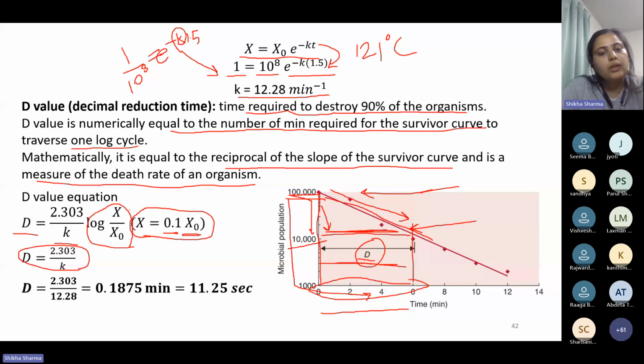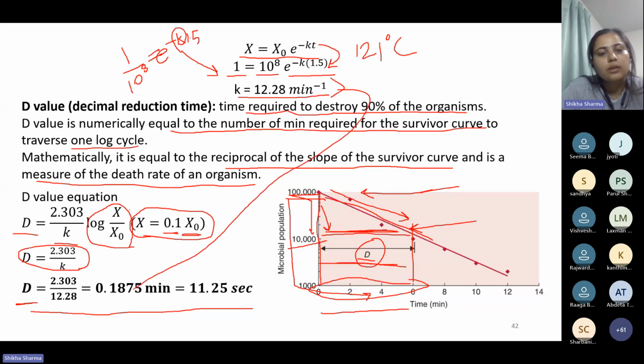After resolving, we will get 2.303 by K. So we need to calculate here. Here we calculated till the K value, right? But we need the D value. So the D value will be equal to 2.303 divided by K. K, here we calculated, is 12.28. So when we divide, we will get 0.1875 minutes or 11.25 seconds.